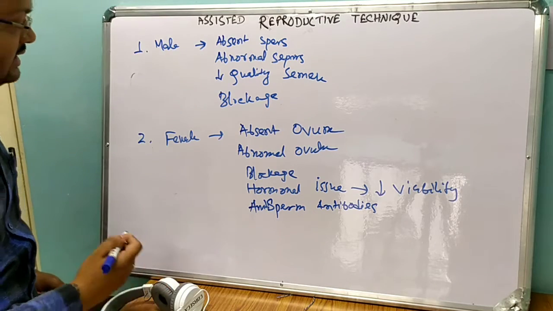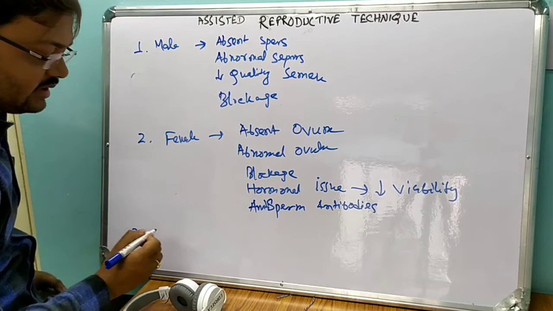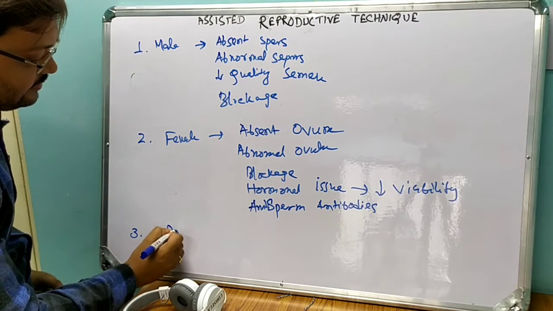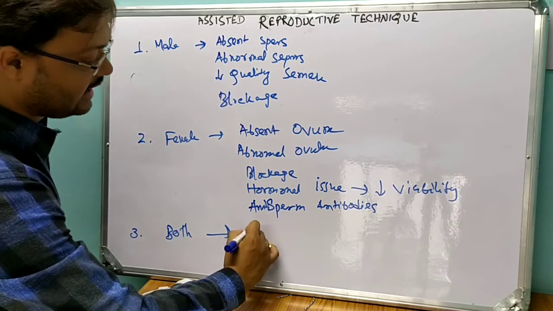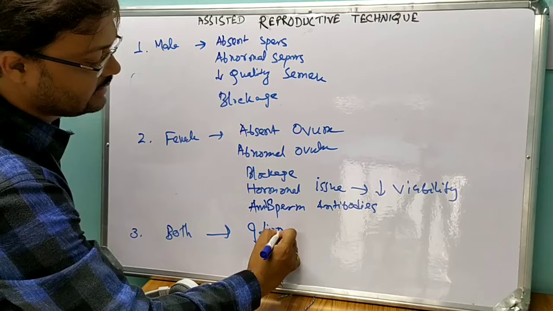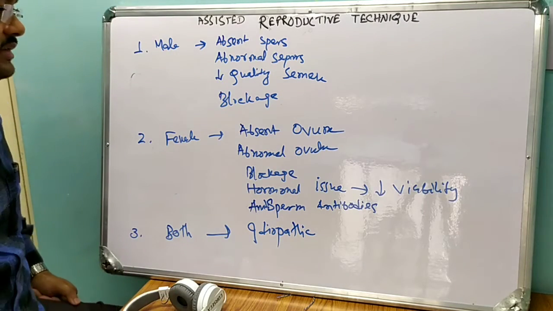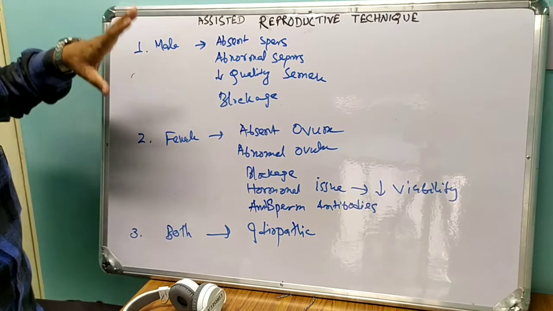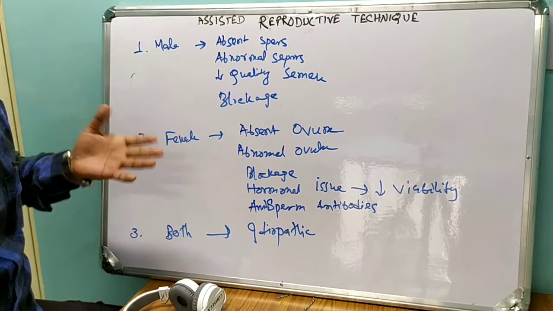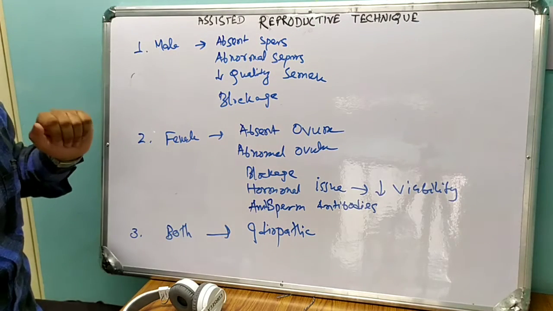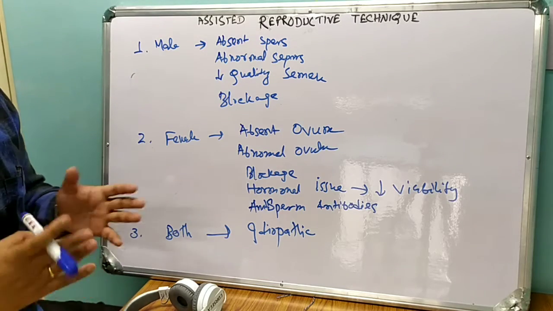So what else? Again, finally, both issues. What might be the both issues? All of these male and female factors plus idiopathic, where we cannot determine the cause. Now to overcome infertility, you have to take care of all these factors. So how can you approach a couple with infertility?